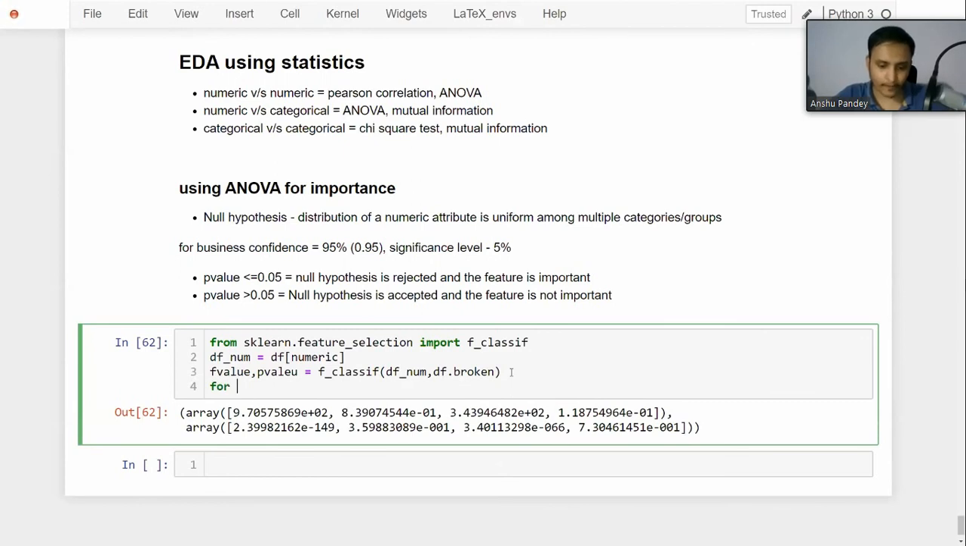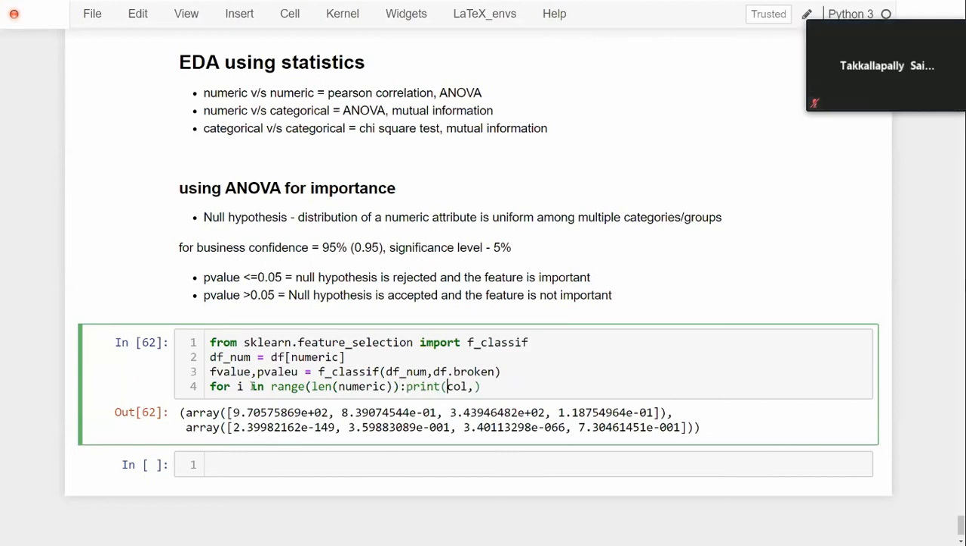So let's say for col in numeric, print the col, or for i in range of length of numeric, print numeric of i, comma, p value of i. It should be p value here.